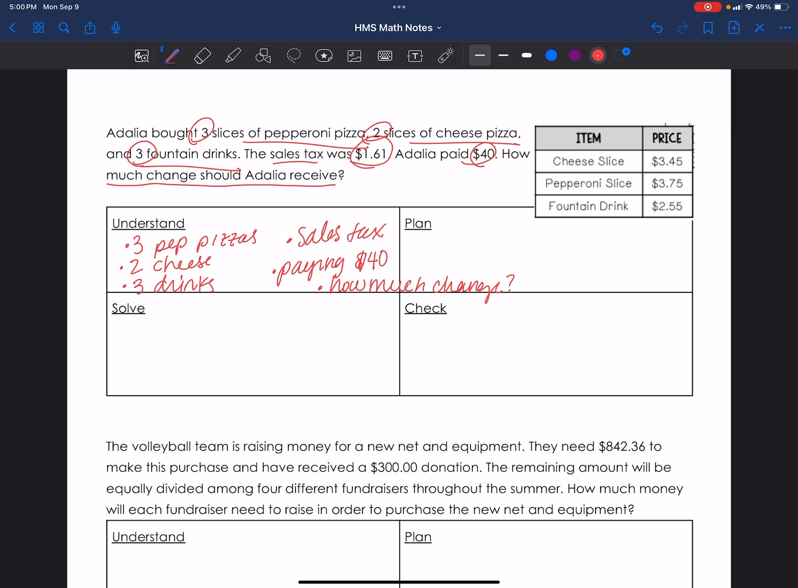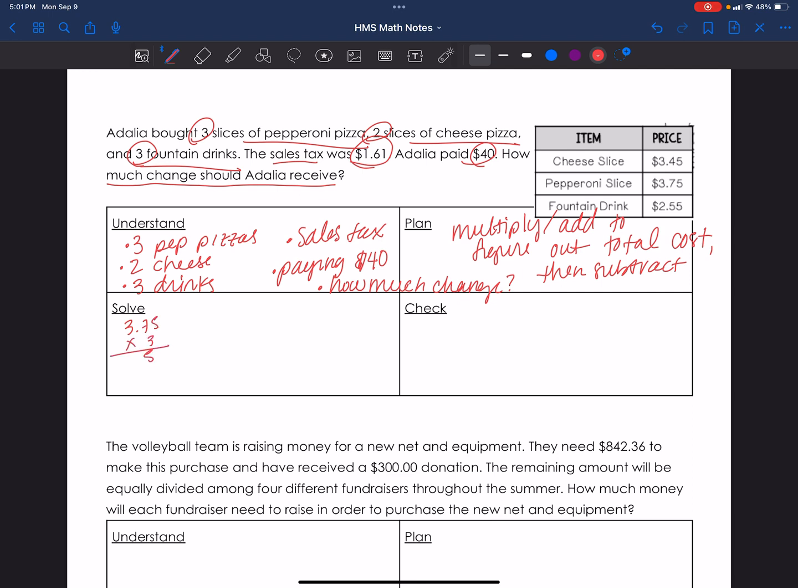So, man, I'm going to be doing multiplying, adding, and subtracting, right? So I'm going to multiply and add to figure out what my total cost is of all the things. Then subtract from 40, right, to figure out the change. That's a lot. Okay, let's get to it. So 3 slices of pepperoni. So I'm doing 3 times 3.75.